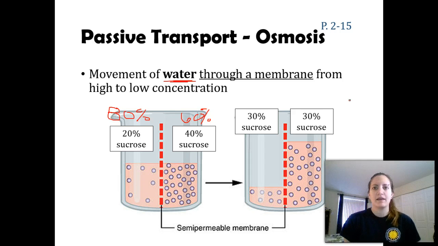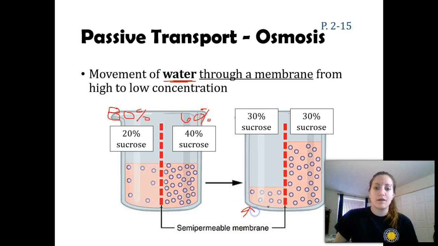So identify which side has more water. And you should easily say, oh, the left-hand side. The left-hand side has 80%. That's a lot higher than 60%. So therefore, the left-hand side has more water. This water is going to move from a high concentration, from the left-hand side, to an area of low concentration, to the right-hand side. And that's what we see in this right-hand picture.